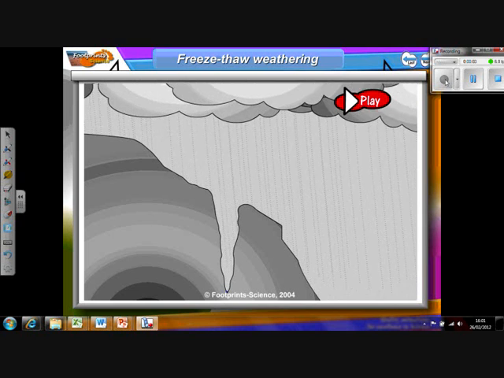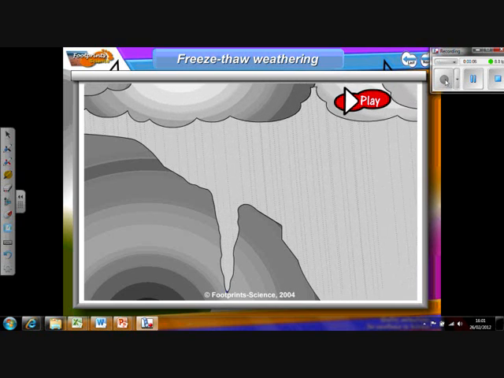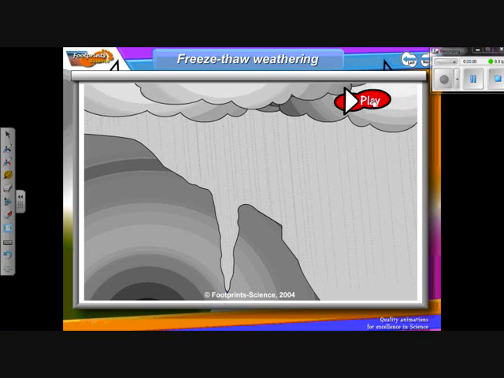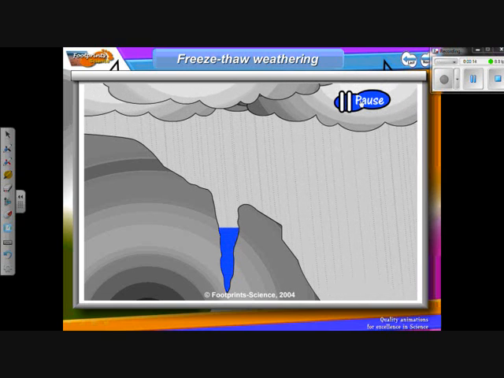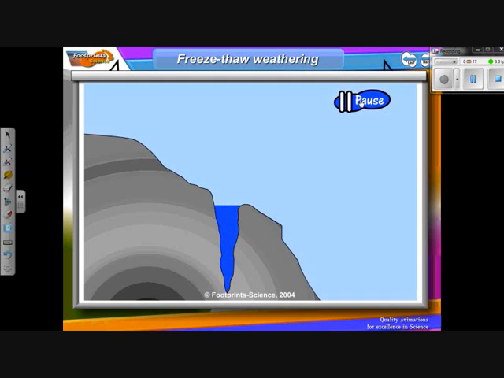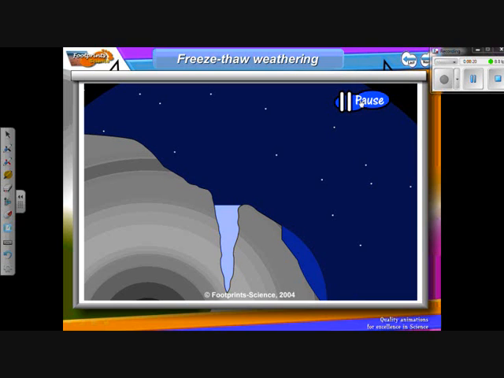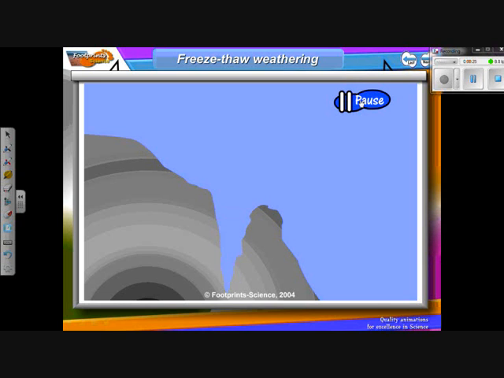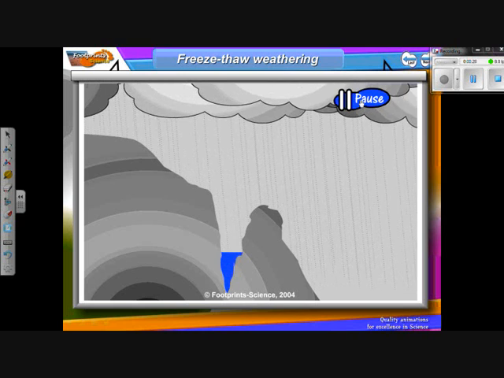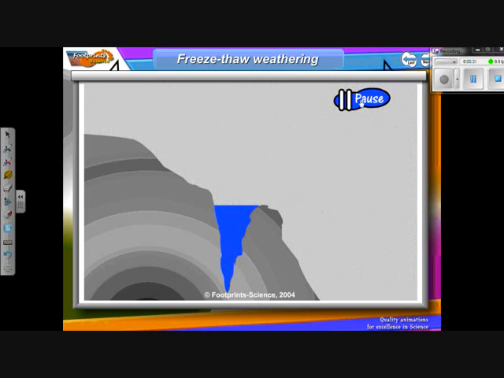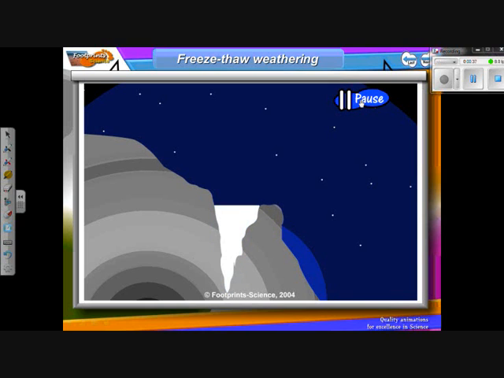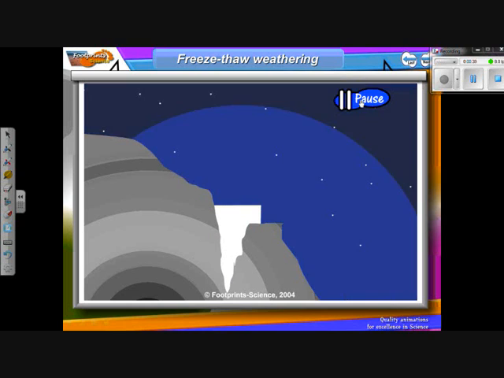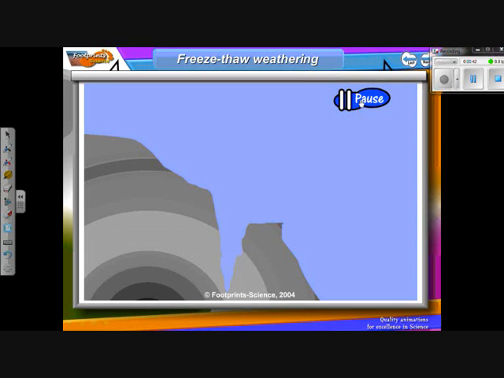Okay, so let's have a look at some of these in more detail. The first one we're going to look at is freeze-thaw weathering. Now in this example, we have a crack in a rock, and the crack starts to fill up with water from the rain. When it becomes cold, the water turns to ice. Ice expands, which actually causes the rock to be pushed out. When it becomes warm again, the ice melts away, and the crack refills with water. This happens time and time again, until eventually the rock can't take any more pressure from the ice and it breaks off. Freeze-thaw weathering.